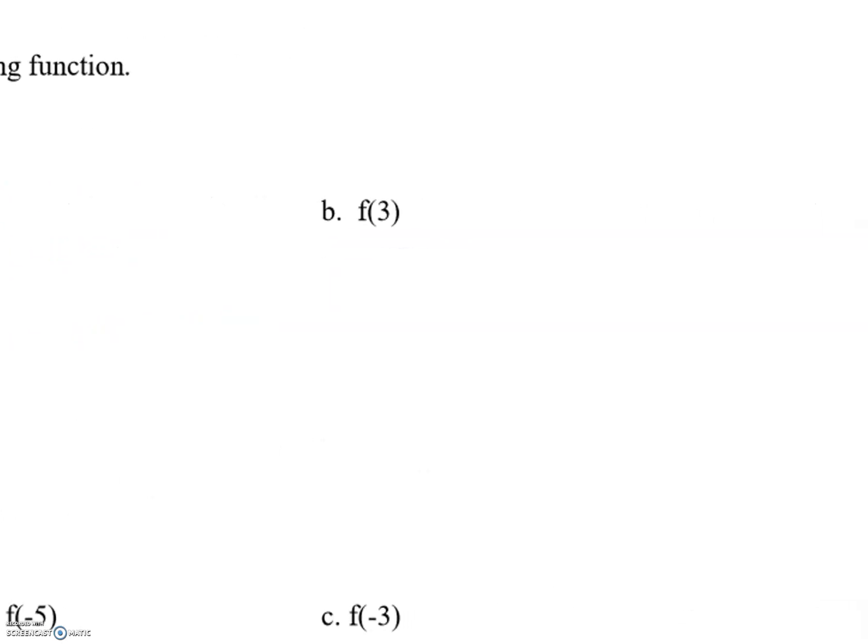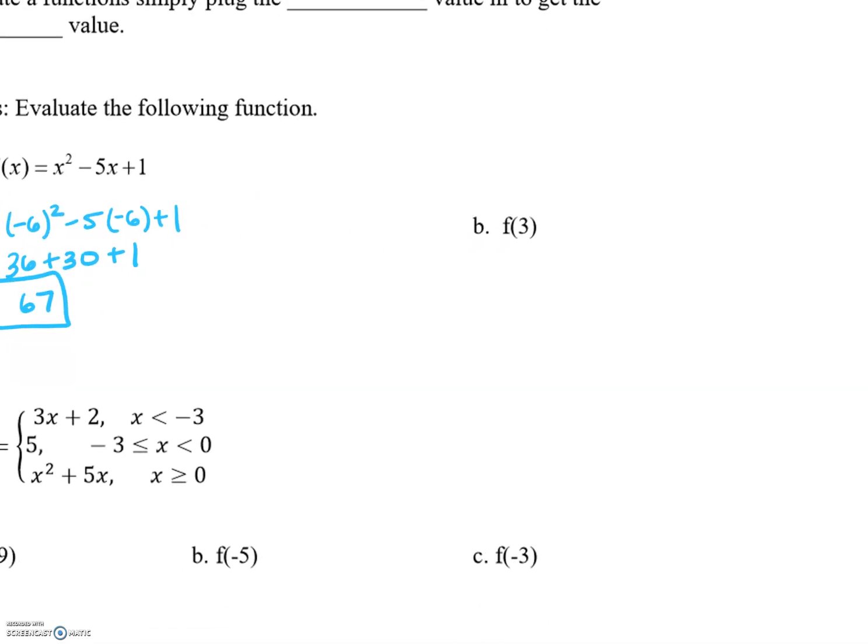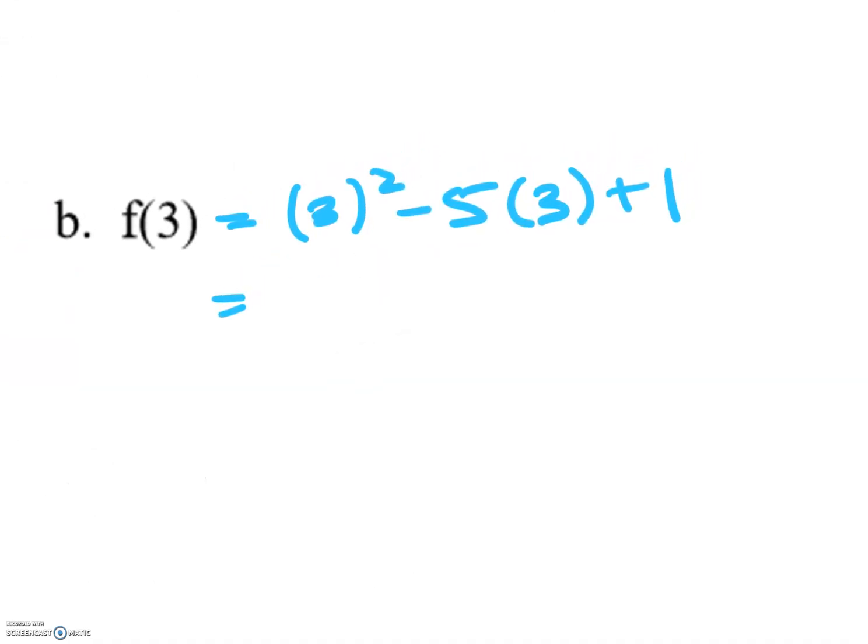Now part B is saying the same thing. It's still saying I'm plugging into that given function, but this time wherever I see an x, I'm going to replace it with a 3. So I'll replace it with the 3, so I get 3 squared minus 5 times 3 plus 1. So 3 squared is 9 minus 15 plus 1.